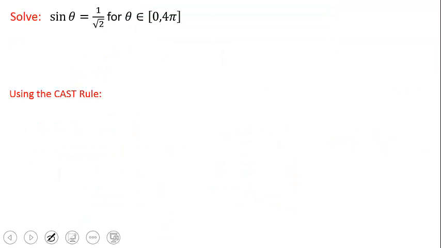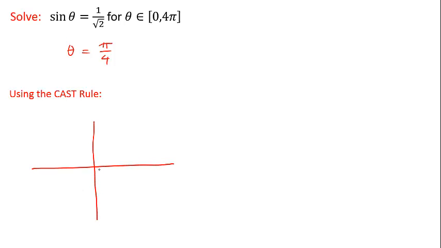We can also use the CAST rule to solve this. So the first step is going to be the same. You'd have to use your calculator or your knowledge of exact values to get your first solution. Then the next thing we would do is draw that angle. So the angle pi over 4 is here, because remember, pi over 4 is just 45 degrees.